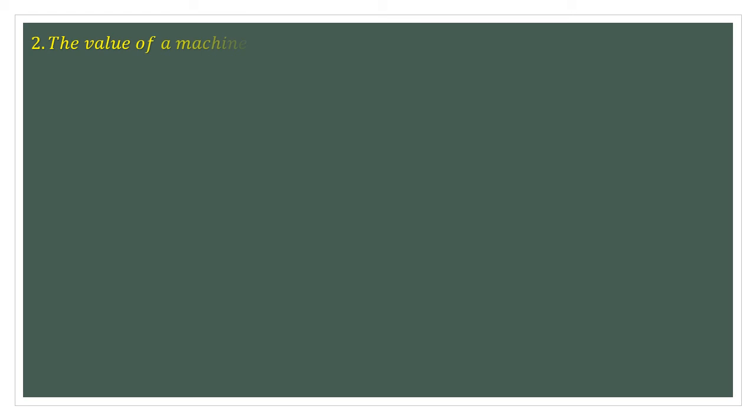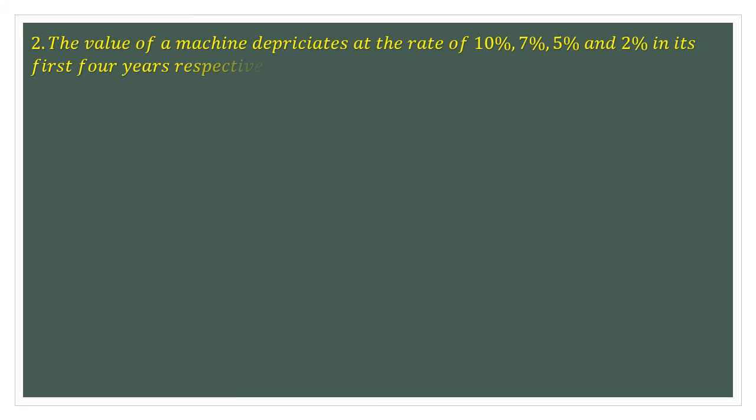The second question, and luckily there are very few questions in this exercise. The value of a machine depreciates at the rate of 10%, 7%, 5% and 2% in its first 4 years respectively. Find the average rate of depreciation. Now in the illustration we had appreciation, that is increase. Here we have depreciation, that is decrease.